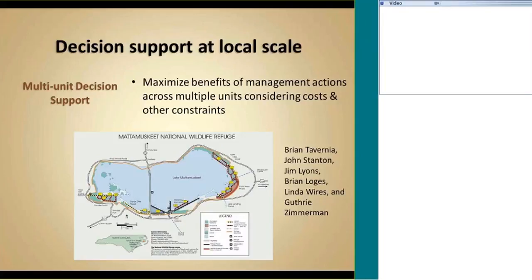Just as a little background, Mattamuskeet National Wildlife Refuge is about 50,000 acres. The majority of the refuge is comprised of a large freshwater lake and associated freshwater habitats. We focused on 14 individual management wetlands, freshwater wetland units that total approximately 2,000 acres, for which we developed a local decision support tool.